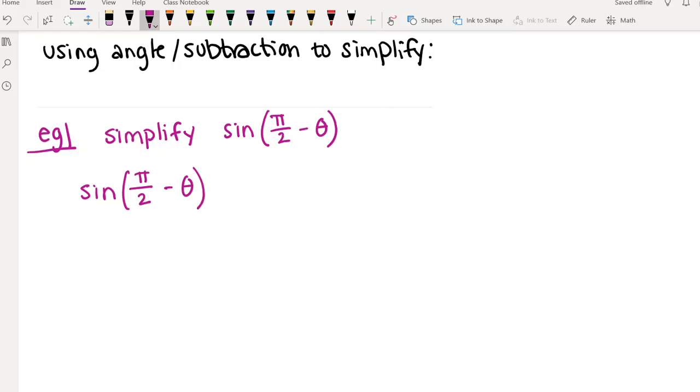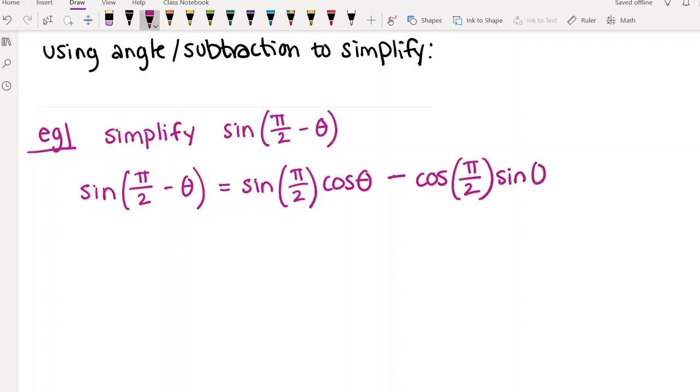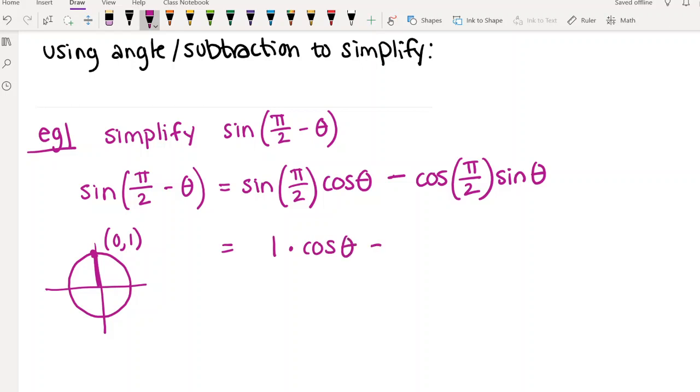Okay, so sine of pi over 2 minus theta, according to our angle subtraction formula, that should be equal to sine of pi over 2 times cosine of theta minus, and now we take cosine of pi over 2 times sine of theta. Okay, so what are sine and cosine of pi over 2? Well, pi over 2 is a 90-degree angle. And so our coordinates of that point are 0 and 1. So that tells us that sine of pi over 2 is 1. So we get 1 times cosine of theta. And then what is cosine of pi over 2? Well, cosine of pi over 2 is the x-coordinate, and that's 0. And so that tells us that this simplifies to just being cosine of theta.